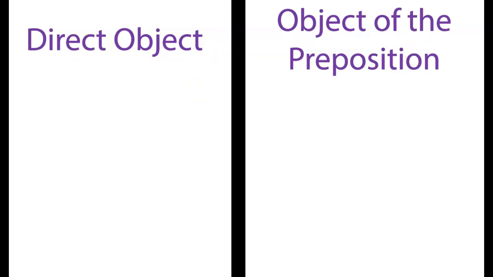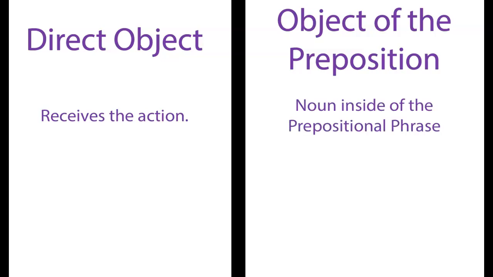So, direct object, what does it do? It receives the action of the verb, right? Object of the preposition, what do we know about it? It is just the noun inside of the prepositional phrase. It doesn't actually do anything, right? It's just a noun, and it has a particular position. Now, we're going to differentiate between these two.